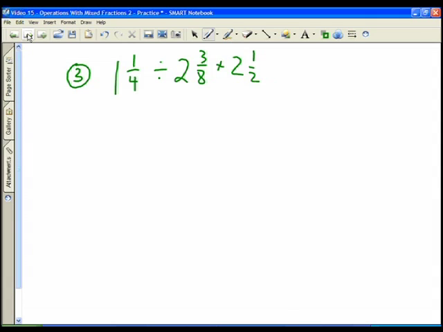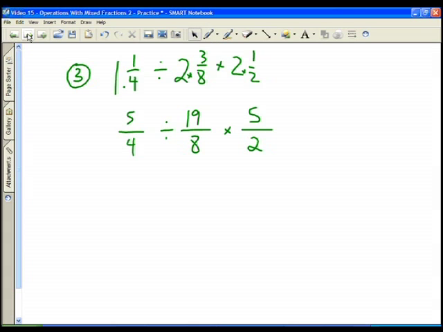We're going to want to do the same thing here. We're going to want to convert to improper fractions first, and let's see if we can do that all in one step. Now that you've seen it so much, 1 times 4 is 4. 4 plus 1 is 5 fourths. 8 times 2, converting the second fraction now, 8 times 2 is 16. 16 and 3 is 19 over 8. And now we have 2 times 2 is 4. 4 plus 1 is 5 halves.